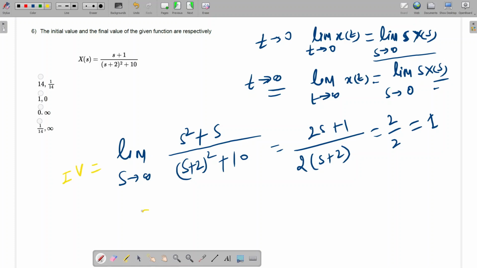What is the final value? Final value is limit s tends to 0 of s into X(s). So (s square + s) divided by ((s + 2) whole square + 10). So it will be 0 by 10, so that will be 0. So what will be the answer? Initial value 1 and final value 0. Is it clear to all?